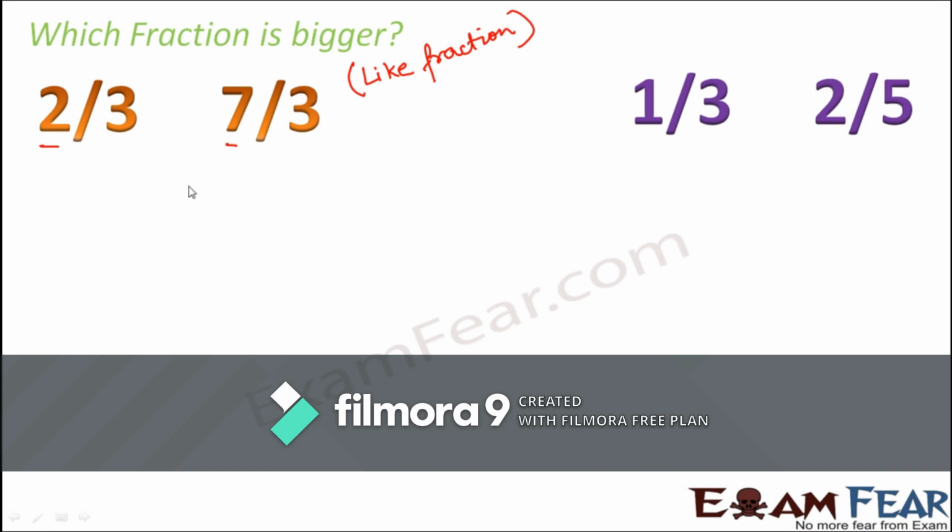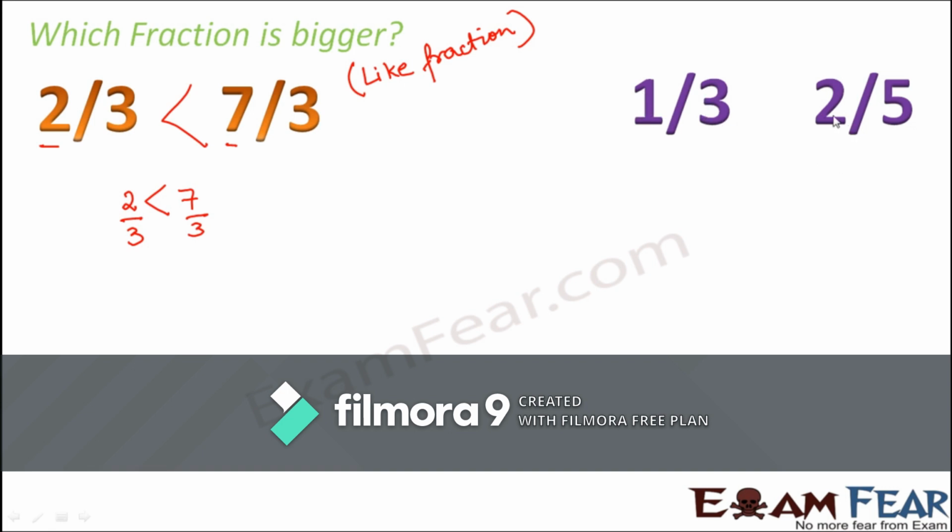So here in this case, one is 2, the other one is 7. Now we know that 7 is greater than 2, or 2 is smaller than 7. Therefore, 7 by 3 is also greater than 2 by 3. So, this is greater. Now, the challenge comes when the denominators are not the same.